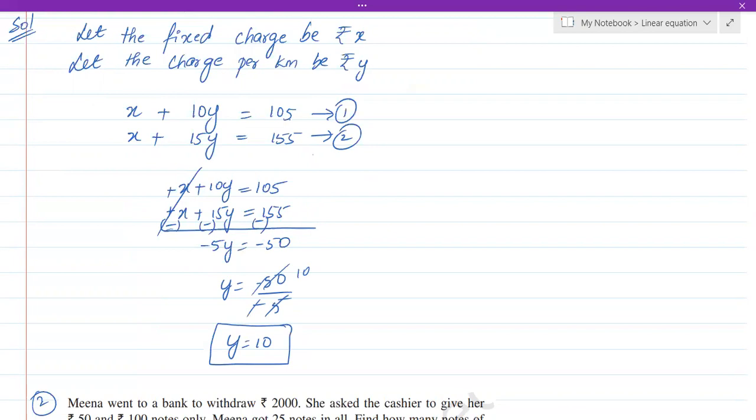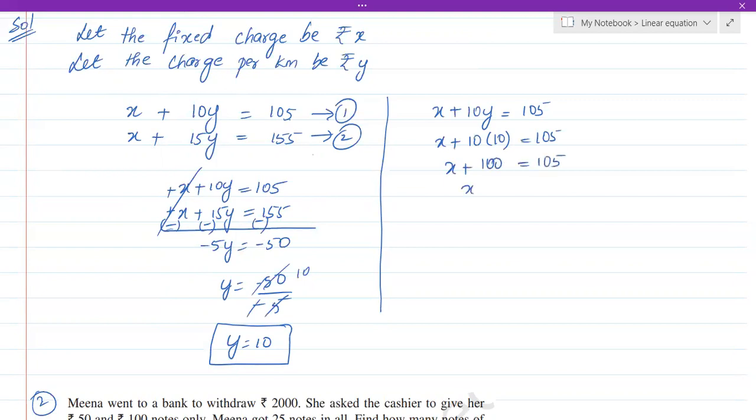Now let's find the value of x. Let's take the first equation. What is the first equation? x plus 10y is equal to 105. So x plus 10, y value is also 10, equal to 105. So x plus 10 into 10 is 100, equal to 105. Therefore x is equal to 105 minus 100. Therefore we get the value of x as 5. Therefore the fixed charge is 5 rupees and the charge per kilometer is 10 rupees.